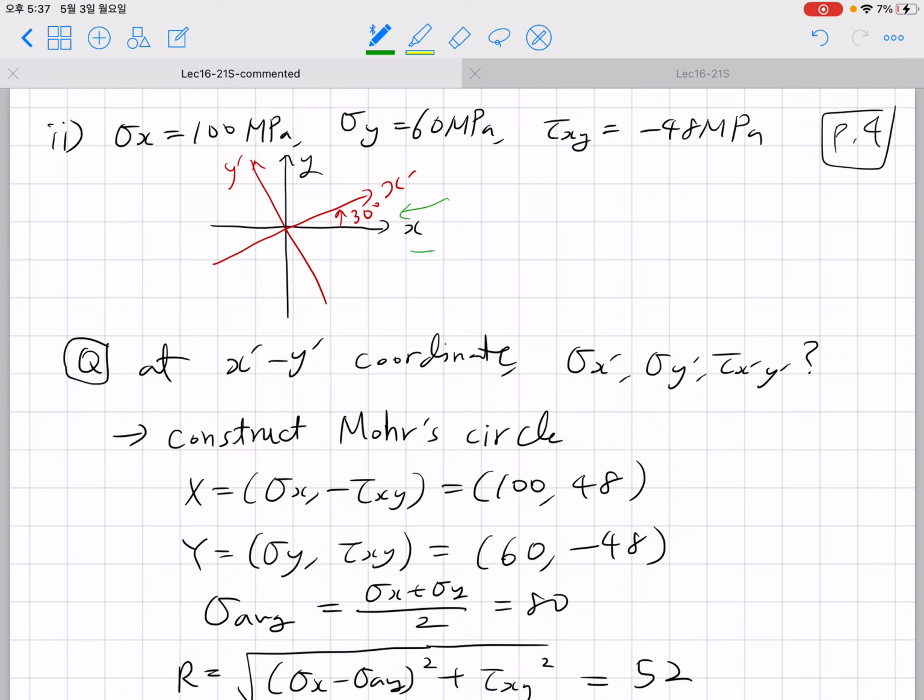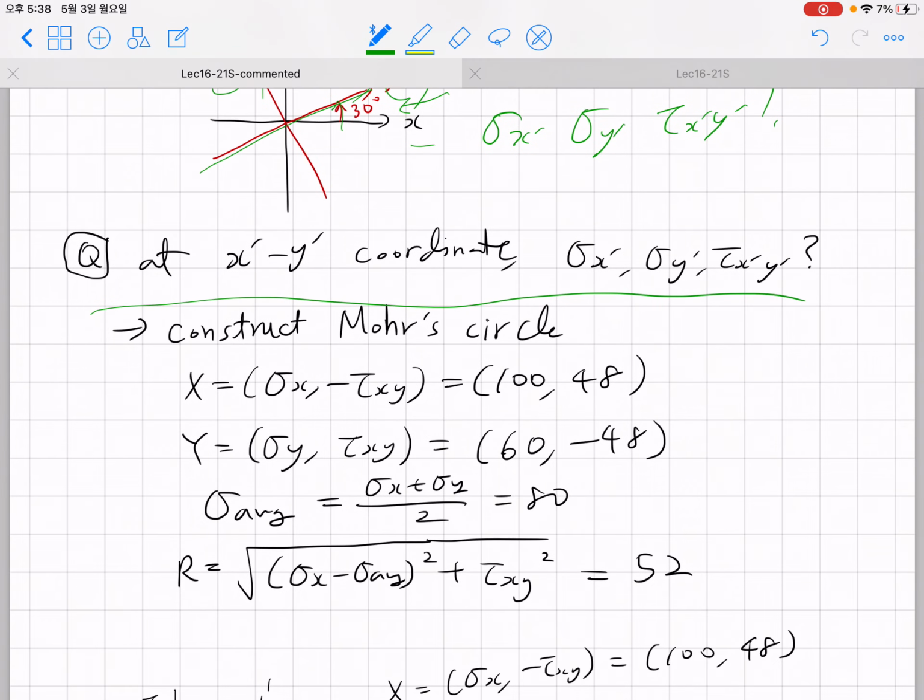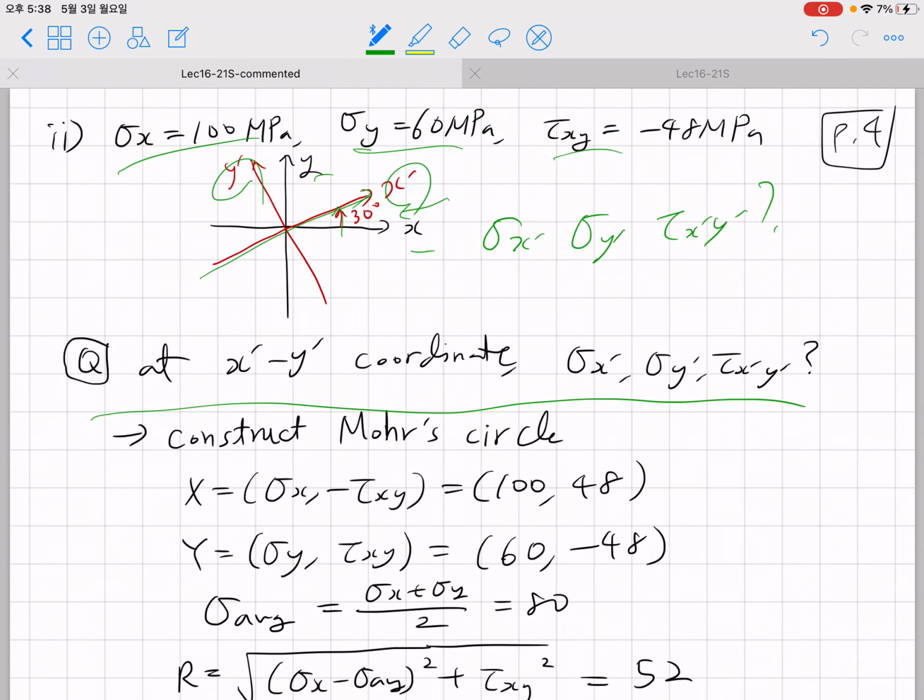So given xy coordinate system, the reading is sigma x, sigma y, and tau xy is given as 100, 60, and negative 48. Now, if somebody defines a new coordinate system like a 30-degree angle rotated from the original coordinate system, x prime y prime, what will be the reading? Sigma x prime, sigma y prime, and tau x prime y prime. Okay, so to answer this question, we have to first construct the Mohr circle.